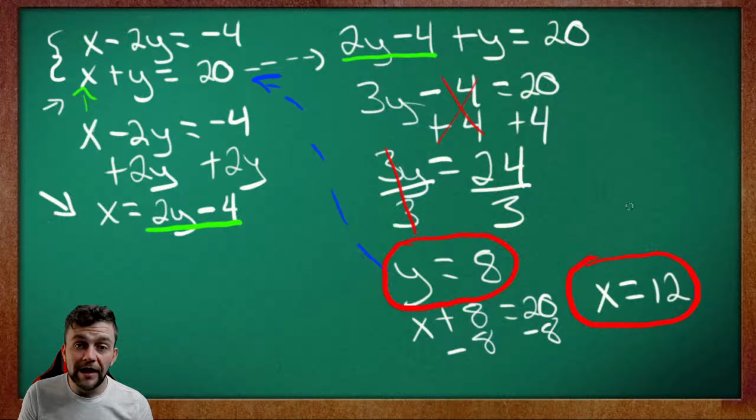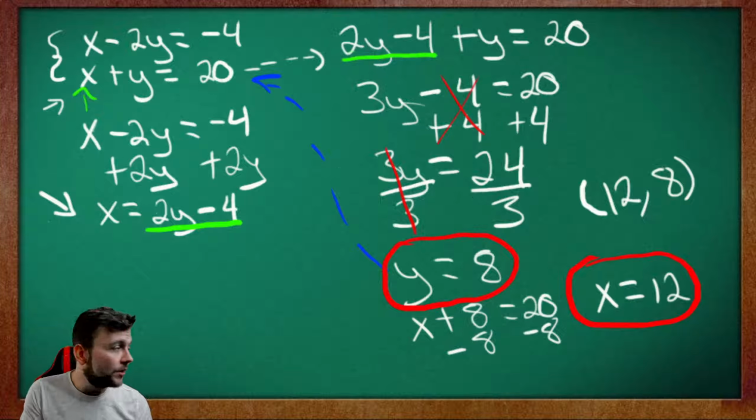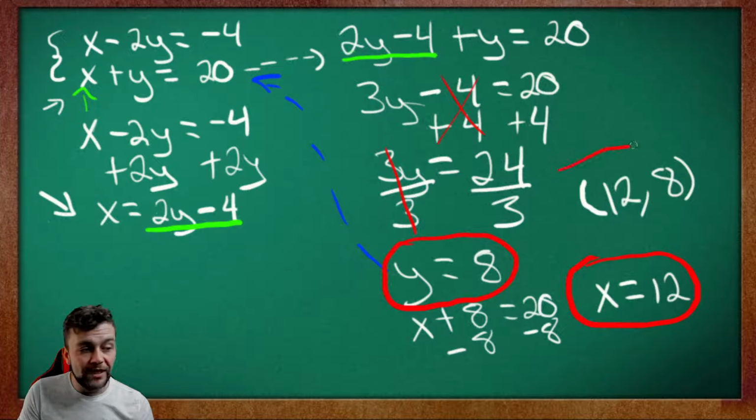So another way of answering this is as point form. Your first number in point form is your x value, so it's 12, and your second number in point form is 8. So this is another way of writing this answer, and in my opinion, this is the best way to write this answer. This is an awesome way to write this answer.